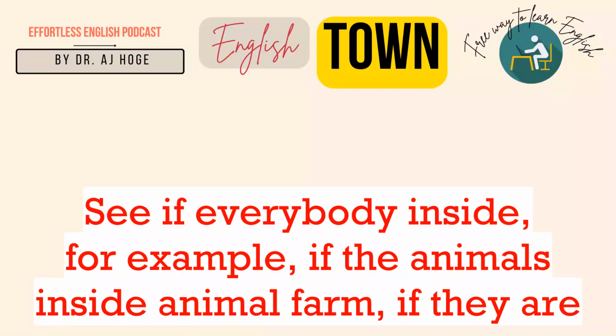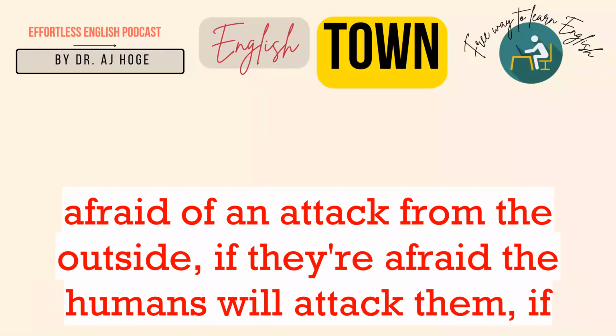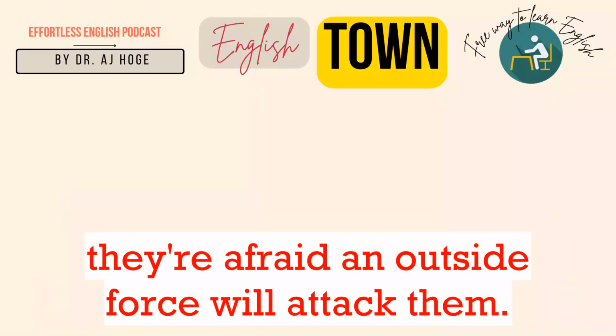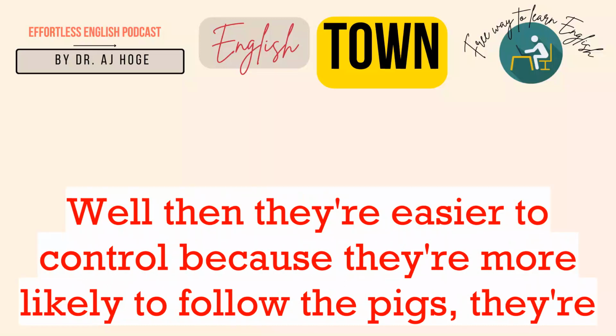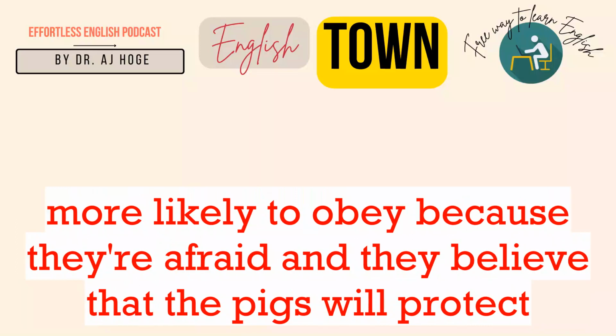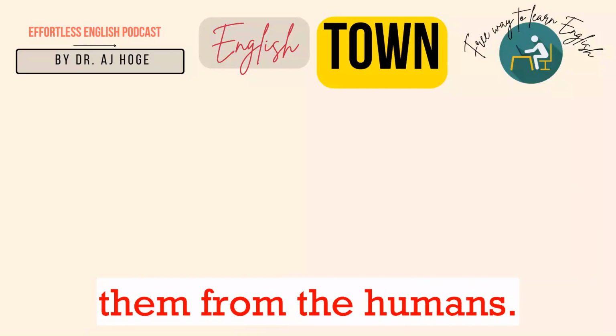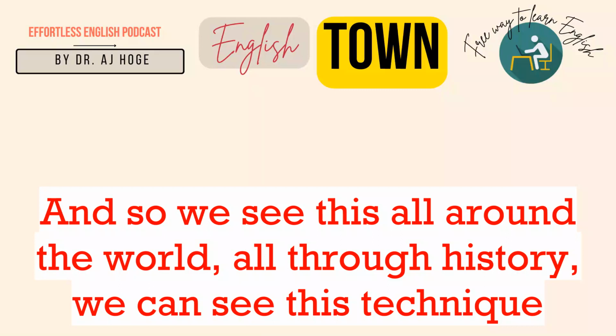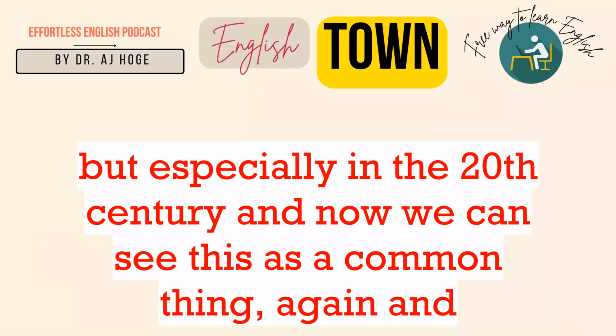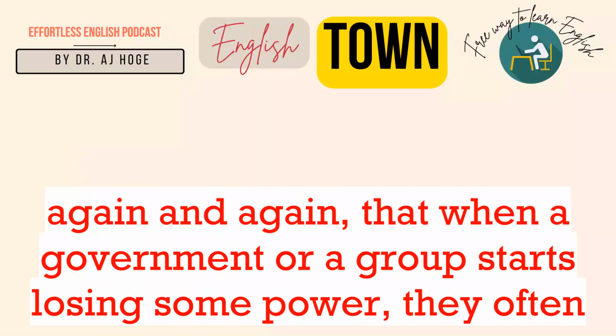See, if the animals inside Animal Farm are afraid of an attack from the outside, if they're afraid the humans will attack them, well, then they're easier to control because they're more likely to follow the pigs. They're more likely to obey because they're afraid and they believe that the pigs will protect them from the humans. And so we see this all around the world, all through history. We can see this technique, but especially in the 20th century and now, we can see this as a common thing again and again and again, that when a government or a group starts losing some power, they often will go to war.